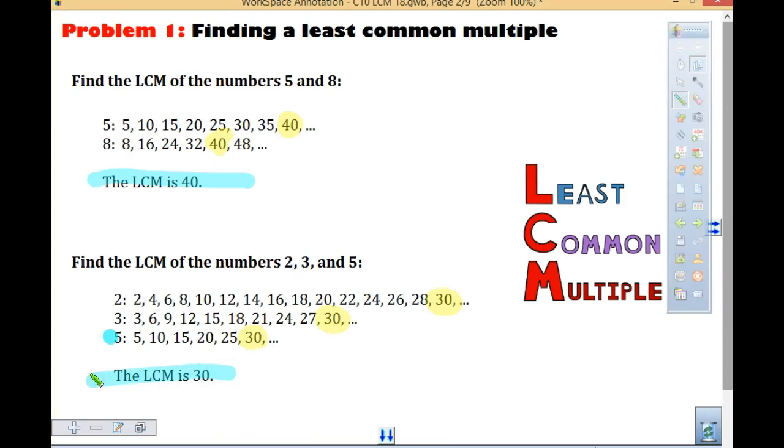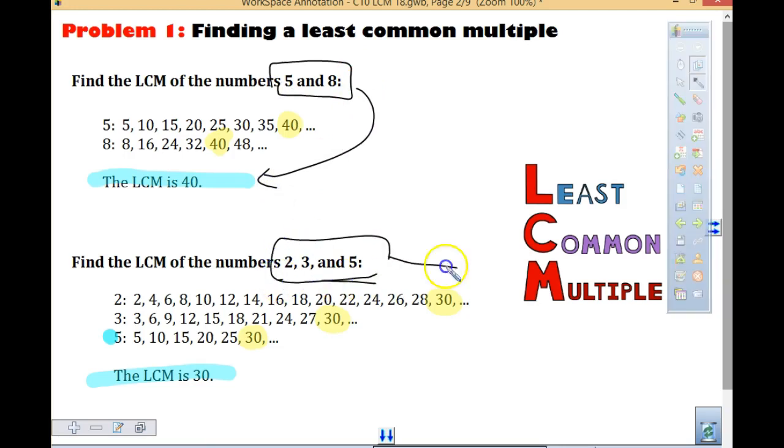Here it was 40. Did 5 and 8 have any common factors? Is there anything that multiplies together to give me both 5 and 8? Like 8 is 2 times 2 times 2, and 5 is 5 times 1. They have nothing in common. So if these 2 numbers have nothing in common, you just multiply them together. 5 times 8, least common multiple is 40. 2, 3, and 5 have no common factors. You're going to multiply 2 times 3 times 5 to give us 30.